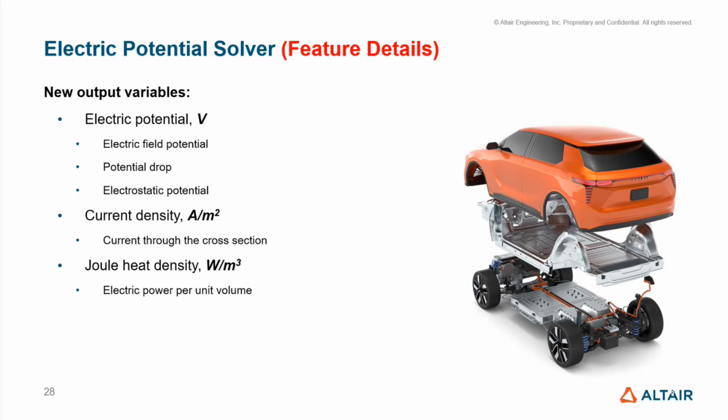New output variables with this feature include electric potential in volts. Other names for this variable are electric field potential, potential drop, or electrostatic potential. The other new variables are current density in amperes per square meter, which gives the current through a cross-section of the conducting solid. Finally, the joule heat density in watts per cubic meter is the electric power per unit volume.